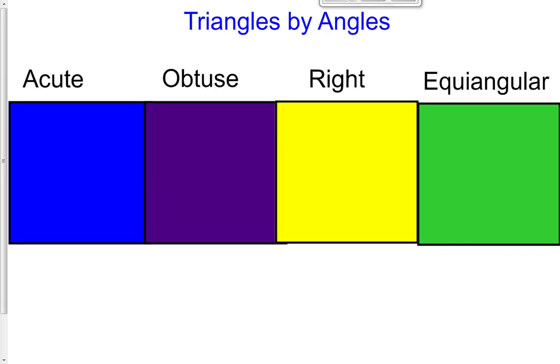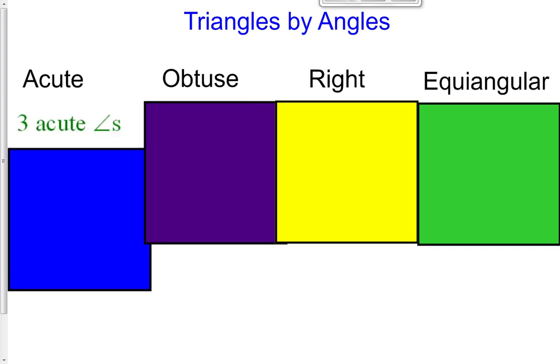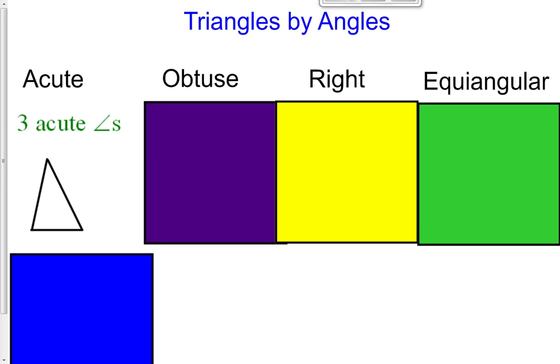There are four ways that you classify a triangle by its angles. You can call it an acute triangle if all three angles are less than 90 degrees, or if all three angles are acute. So this angle might be 63, for example. This one might be 39. And this one might be another acute angle, whatever it might be. All three less than 90.